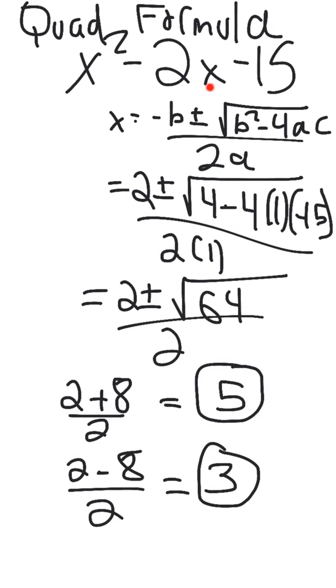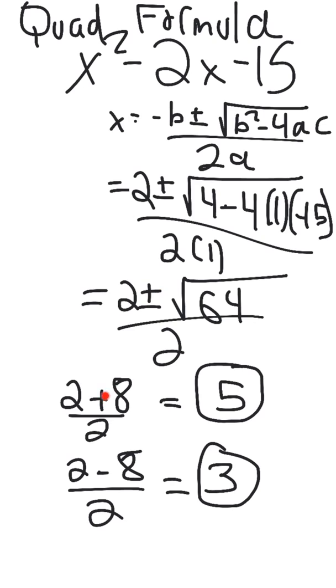And then what you do is plug in your a, b, and c values from this equation into the quadratic formula. So we have 2 plus or minus the square root of 4 minus 4 times 1 times negative 15, all over 2 times 1. Then from there you would solve inside the radical to find 2 plus or minus the square root of 64 over 2. 64 is a perfect square, so we get 2 plus 8 over 2, and then 2 minus 8 over 2.